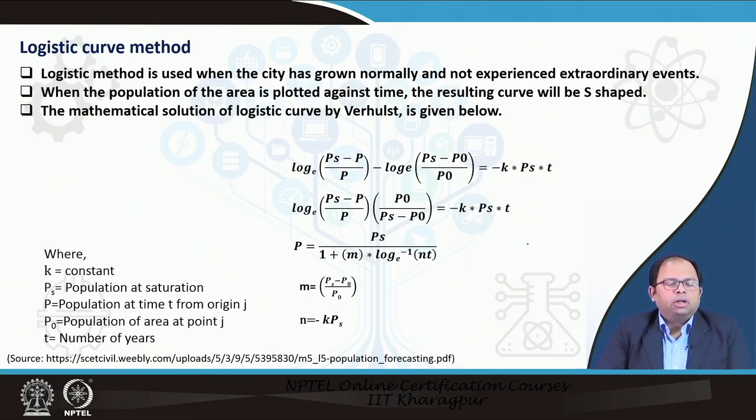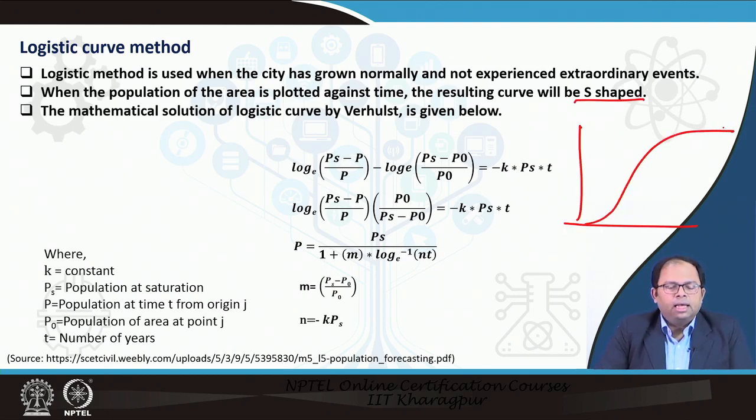Finally, we come to the logistic curve method, and this is used when the city is growing normally and not experiencing any extraordinary events. When the population of the area is plotted against time, the resulting curve will be S-shaped, as discussed earlier, that means it would show something like this. The mathematical solution to this logistic curve, which was given by Verhulst, is given below, where k is a constant value, and Ps is the population at saturation.